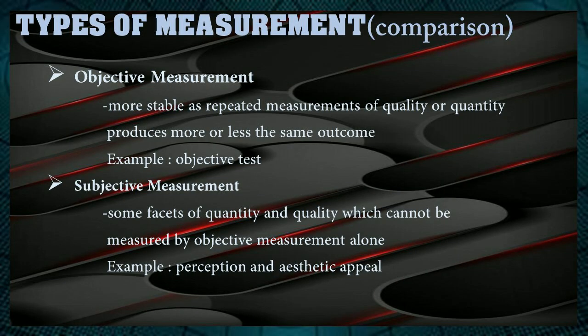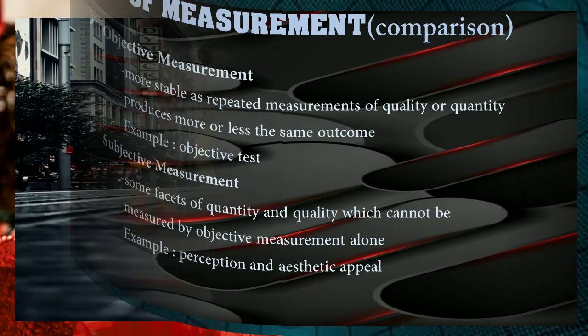Types of measurement and comparison. Objective measurement is more stable, as repeated measurements of quality or quantity produce more or less the same outcome. Example, objective test, multiple choice test, and others. Subjective measurement has some facets of quantity and quality which cannot be measured by objective measurement alone. Examples are human perceptions and aesthetic appeal.